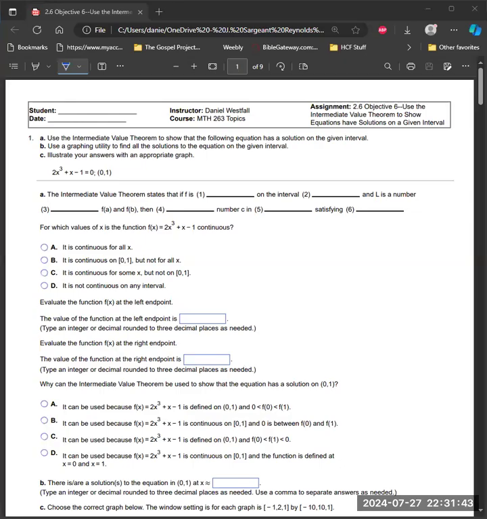In this video, we're going to talk about 2.6 Objective 6, where we use the intermediate value theorem to show equations have solutions on a given interval. Let's go ahead and get started.